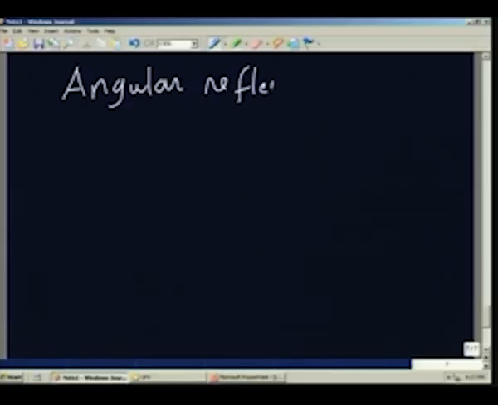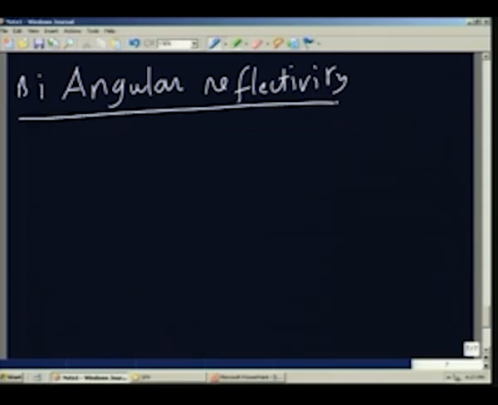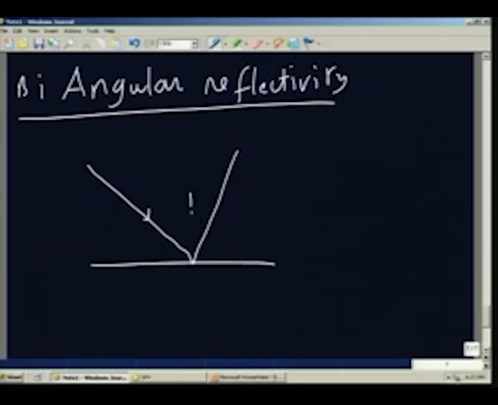Angular reflectivity. It is also called the biangular reflectivity. If you remember, for any surface, if the radiation is coming in a particular direction here, it will reflect in all directions. Therefore, if you draw the normal here, this is the incident, this is the reflected. So, for each direction I have to measure the reflectivity, each direction.